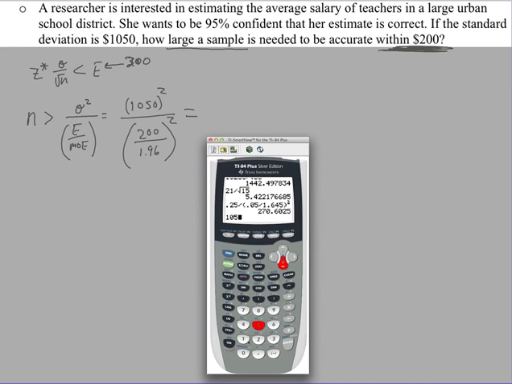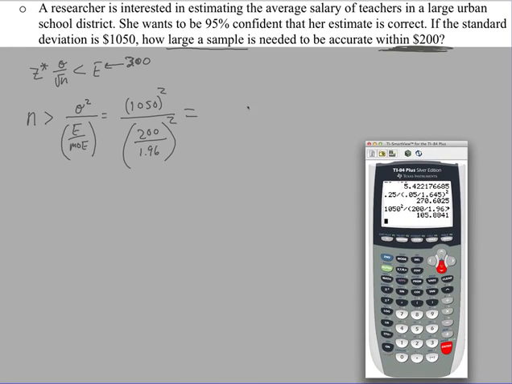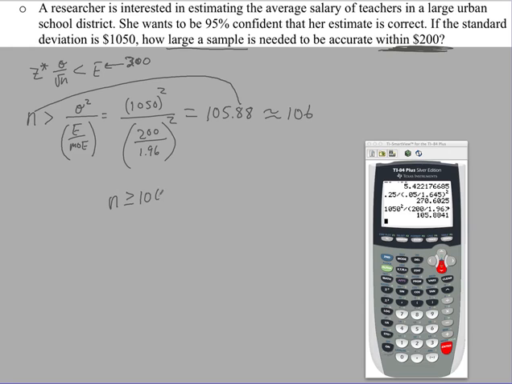1050 squared. I'm going to divide that, open my parentheses. You need to come up with a way that you're good at using your calculator. Take a peek to make sure I'm still good. Square the bottom. So we need to take 106 people. So n needs to be greater than that. So we would take at least 106. Okay, let's move on.